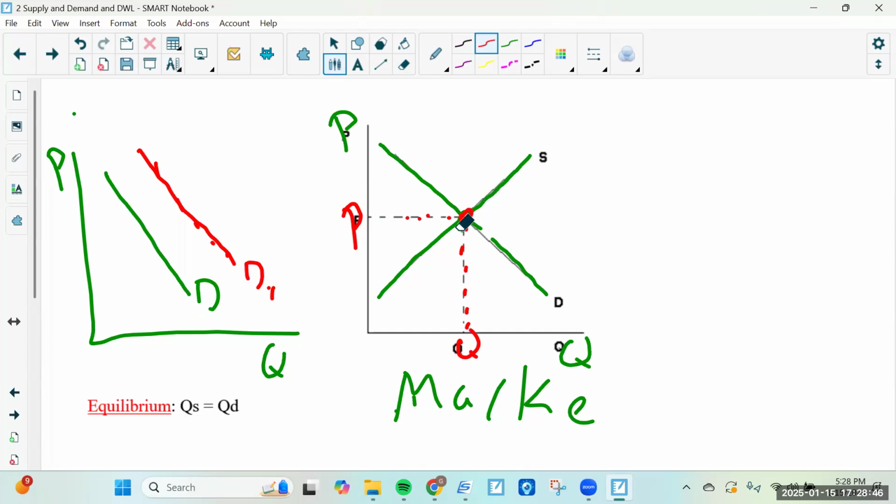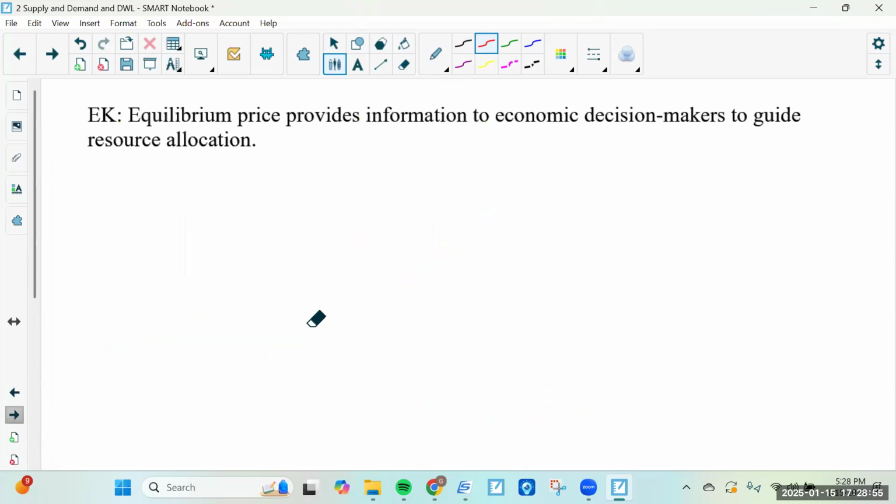Okay, so this would be a market in equilibrium. When it's in equilibrium, since they're equal, there's no incentive to change. Everybody's happy. It provides information to economic decision makers. It provides information to us, the buyers. It provides information to the sellers, right? And it also allocates resources. It tells us where to spend the resources.